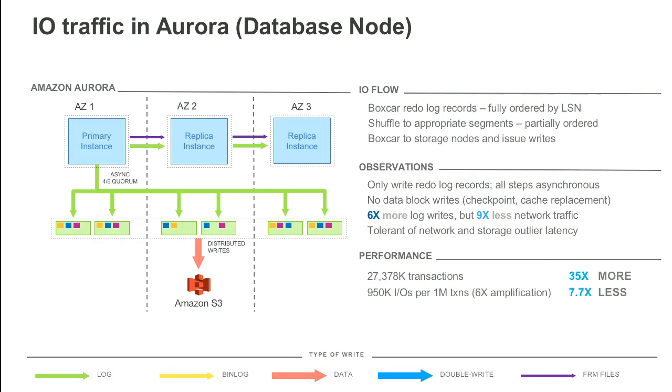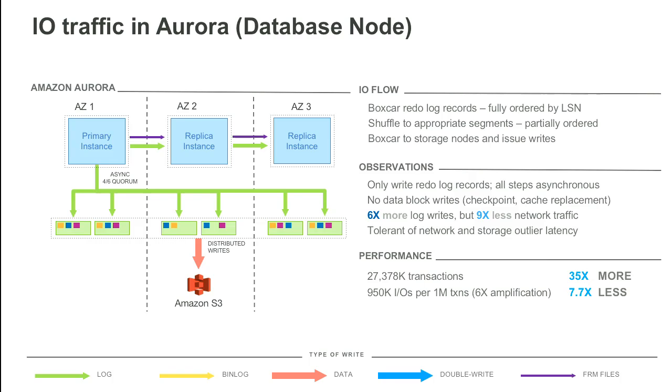I mentioned earlier that pages are replicated 6 ways. While we send each write to all 6 copies, we don't wait for all 6 copies to succeed. It's enough if 4 out of the 6 copies succeed. That's the 4 out of 6 quorum that we're referring to here. And by only having to wait for 4 out of the 6 writes to succeed, you've eliminated or reduced the impact of outlier performance.